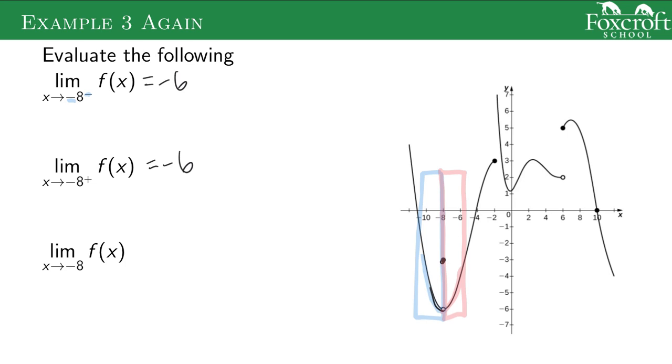And now we can look at the full limit. We've actually done this exact problem before. The full limit here, both these sides are coming down to this open circle here. All our y values are getting close to that open circle, and that's at -6.